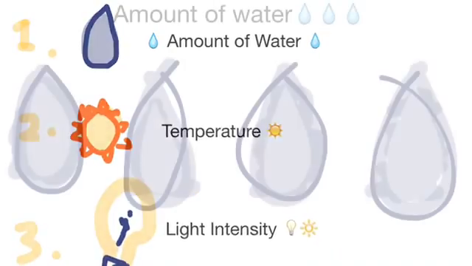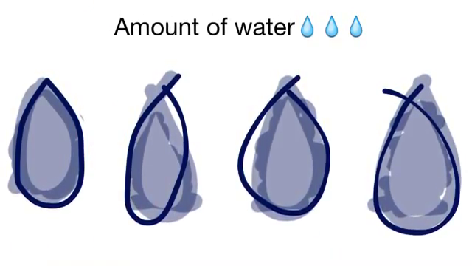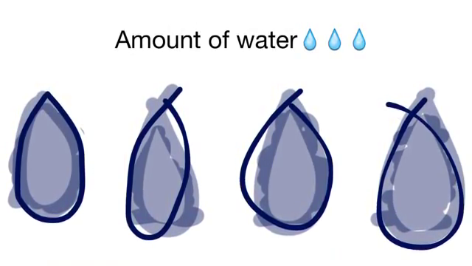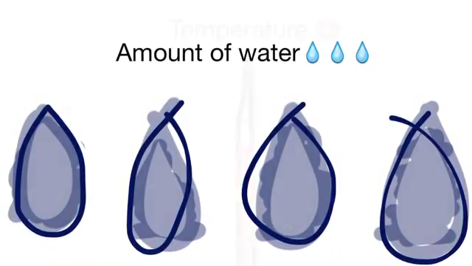And finally, amounts of water, temperature, and light intensity all affect the rate of photosynthesis, said the doctor. The amount of water can affect photosynthesis. Plants have developed ways to conserve water, like a waxy coating on their leaves to prevent evaporation.